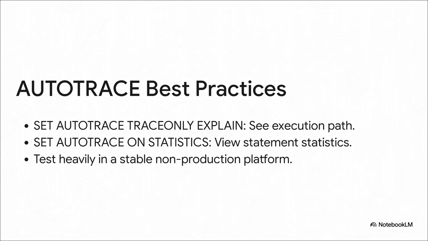And this brilliantly illustrates why we lean on the autotrace utility. When you need to validate a tuning hypothesis, autotrace gives you the deep statistics you need. You can use SET AUTOTRACE TRACEONLY EXPLAIN to just see the execution path without dumping thousands of rows into your terminal window. Or use SET AUTOTRACE ON STATISTICS for those deeper execution metrics. But above all else, always test heavily in a stable, non-production environment before deploying to live systems.